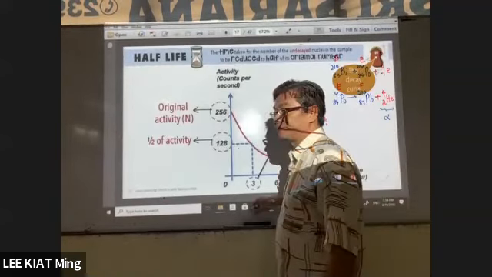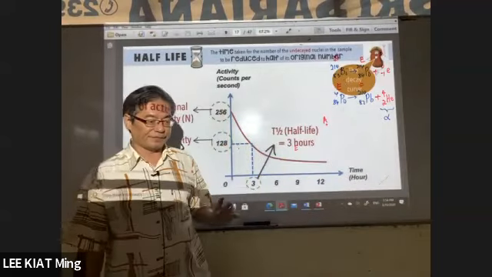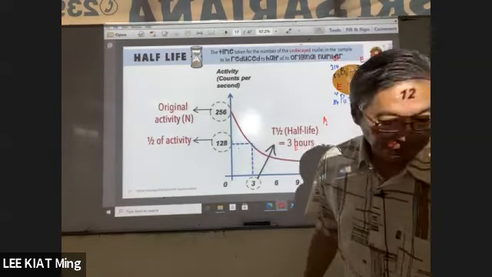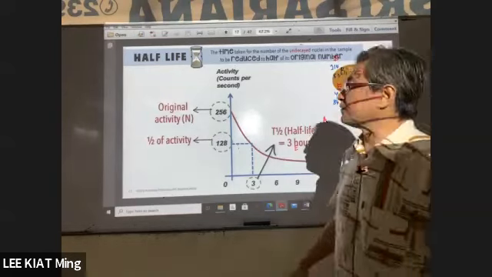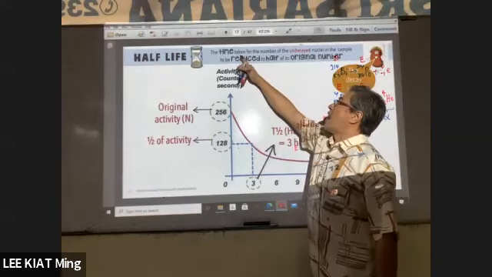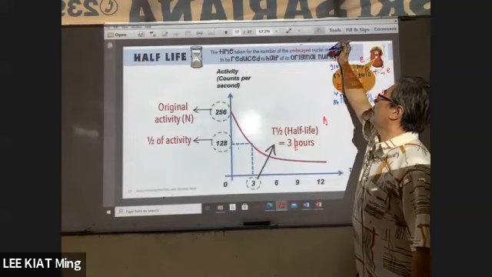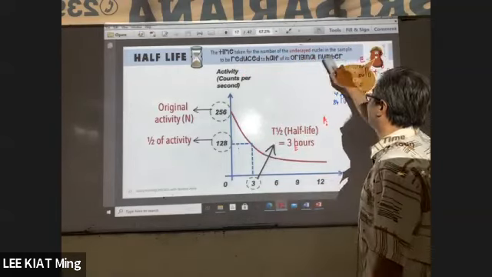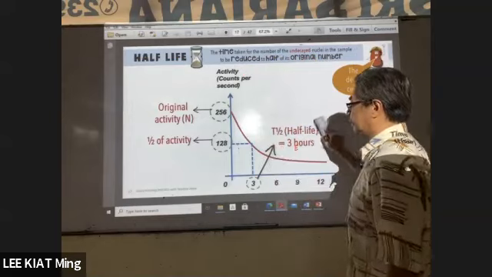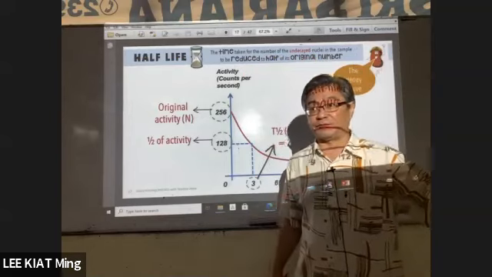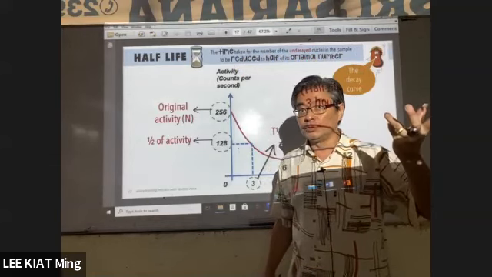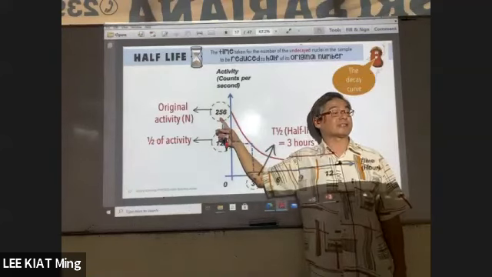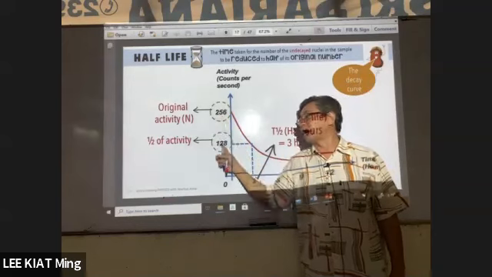Then we go to half-life. What is actually half-life? The definition is telling you half-life refers to the time taken for the number of undecayed nuclei to reduce to half of its original number. You can rephrase it if you don't like it. You can write it in a simple way: time taken for the number of radioactive atoms to reduce to half of its original value. Very simple.